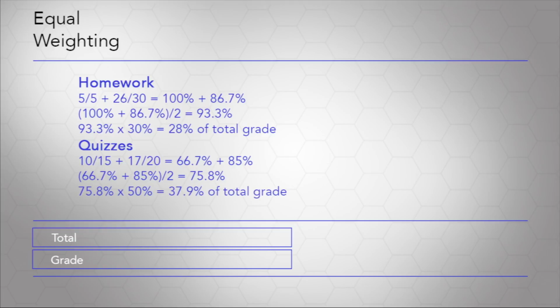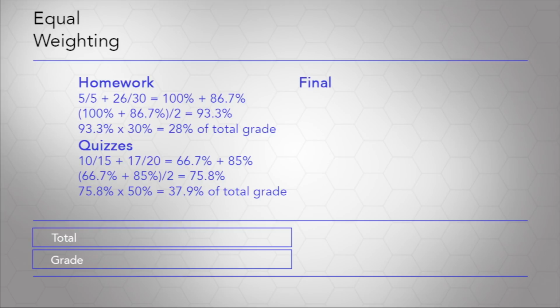And now we want to weight quizzes 50%. So the average grade for the quiz, 75.8%. And we want to weight it by 50, so we'll multiply that by 50%, and we get 37.9%. So in homework, 28%, quizzes, 37.9%.